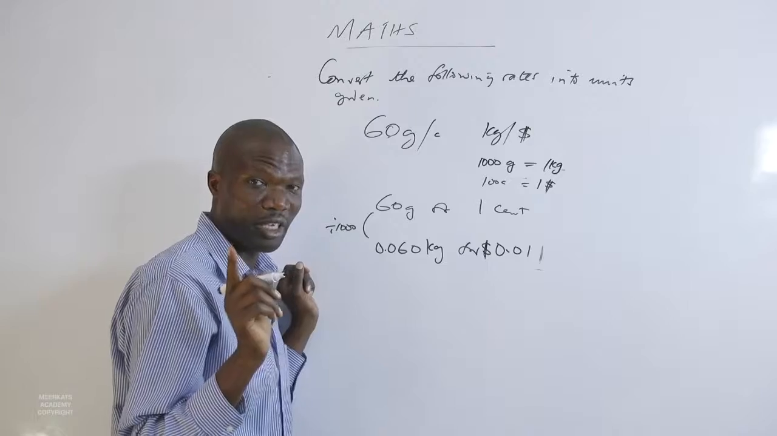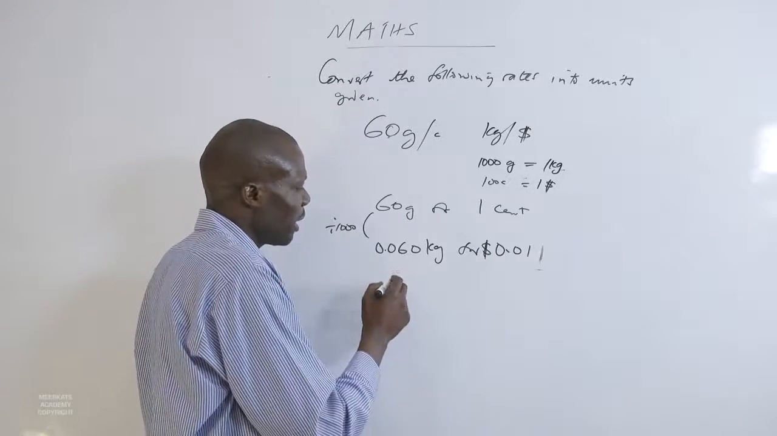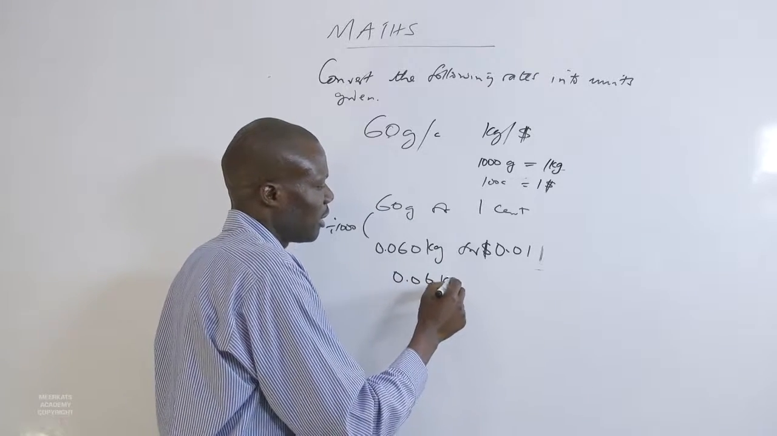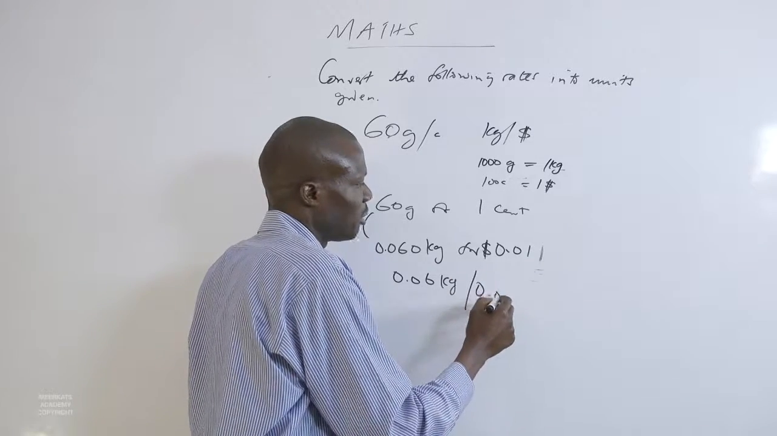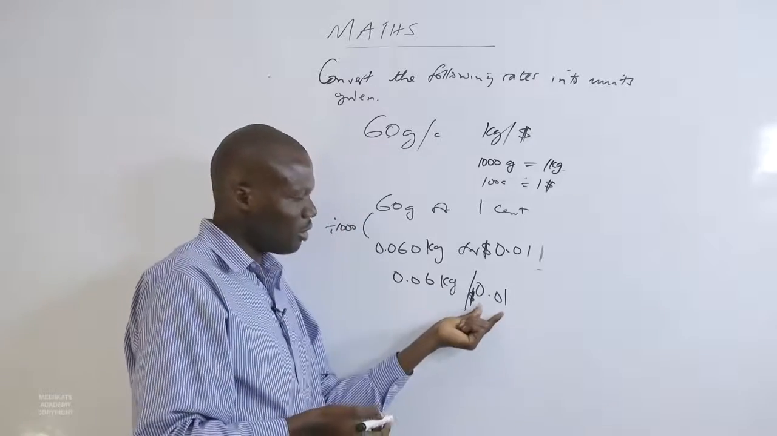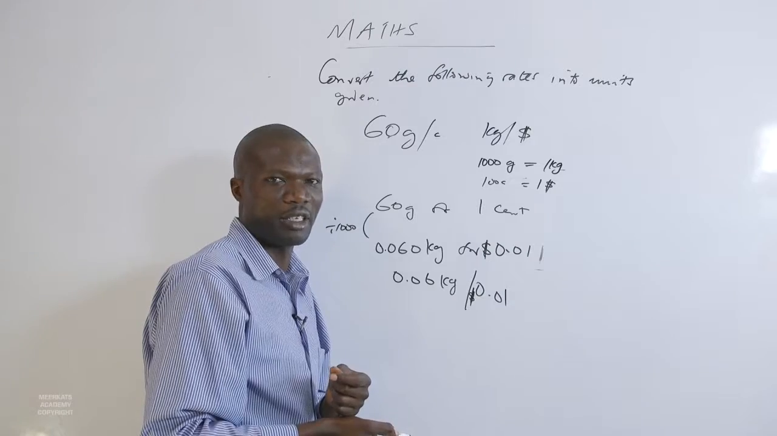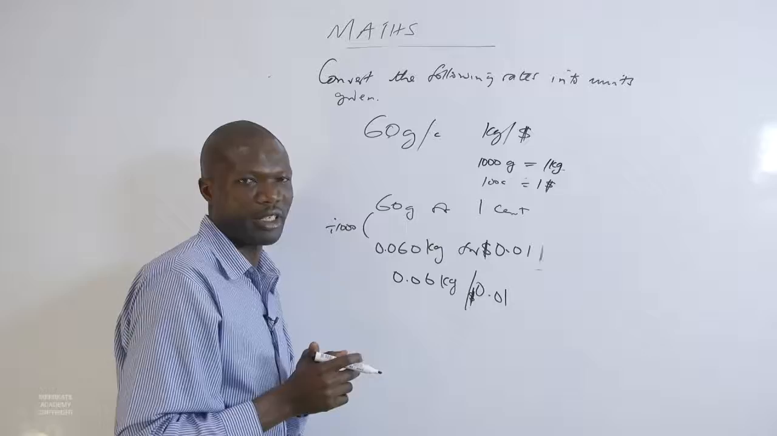We must remove the decimals, because we cannot say it is 0.06 kilograms per 0.01 dollars. It doesn't work like that. How do we make 0.01 like that? So whatever we multiply here should also be multiplied on this other side.